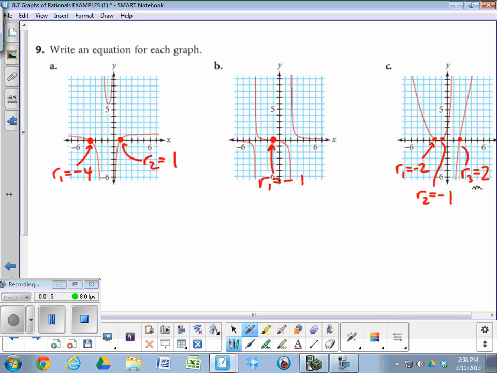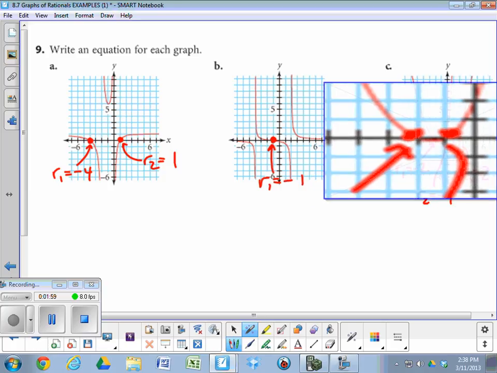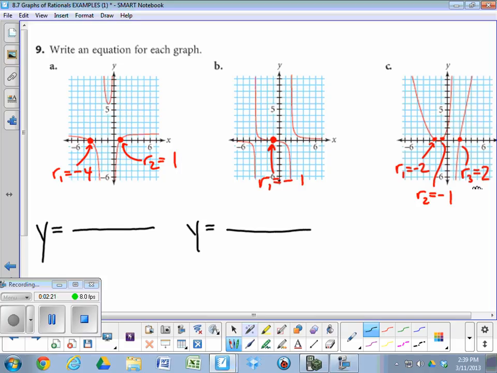In case you couldn't see that, if I zoom in on this, you see how it dips below and comes back? It has two roots there, one at -2 and one at -1. So the first thing you could do in all these problems is make the numerator for all three. Let's make an equation. We know it's going to have a fraction because we're studying rational functions. That's what they look like. You need a lot of room for the third one because it has 3 x-intercepts.